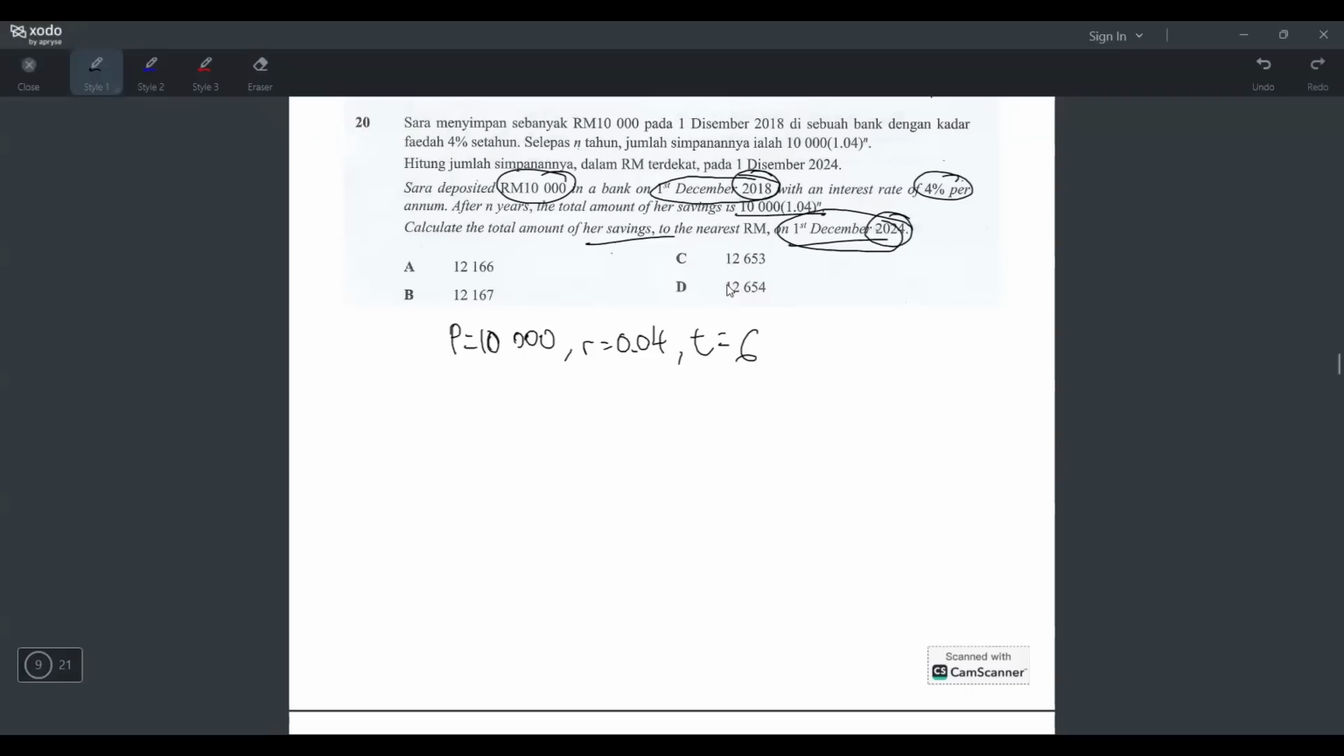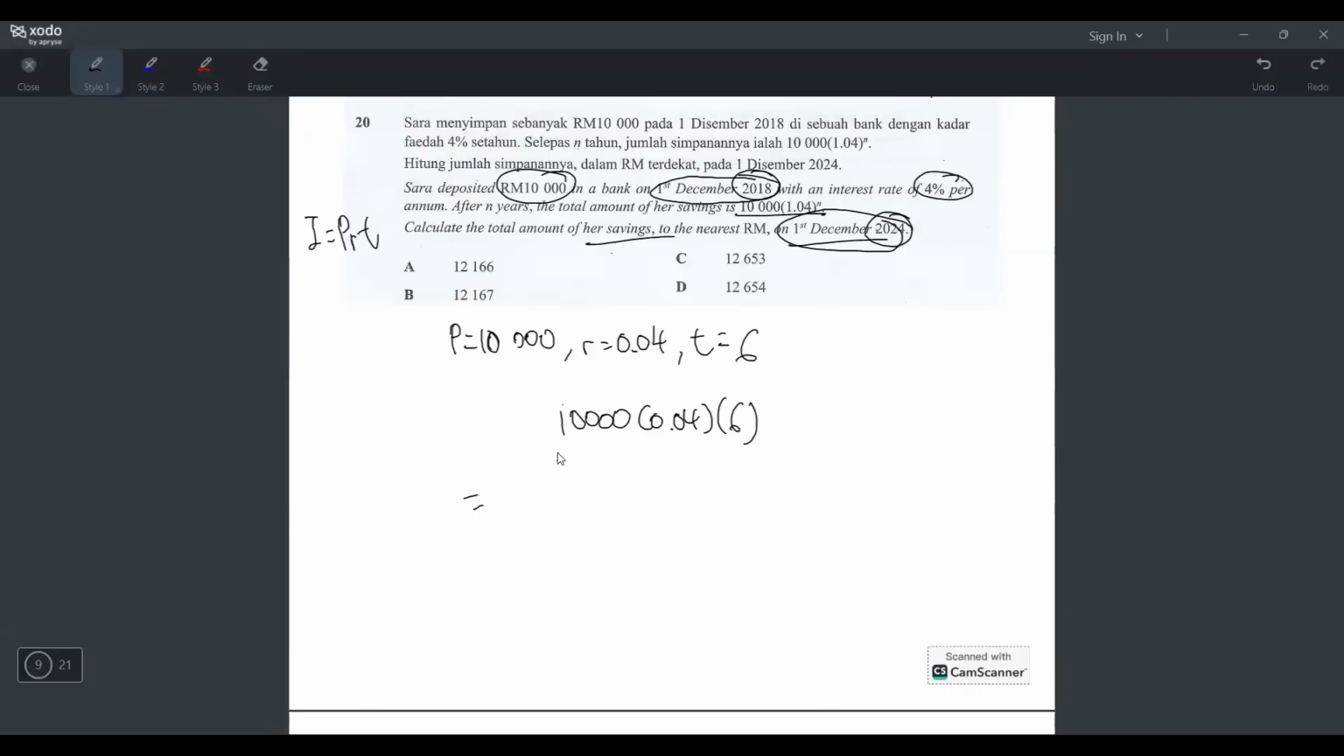Okay. So the formula we will use is I equals PRT. This formula we use when we want to find interest. Okay. So the interest will be what? 10,000 times 0.04 times 6, right? And then if you press this, you will get the interest. So let me press.